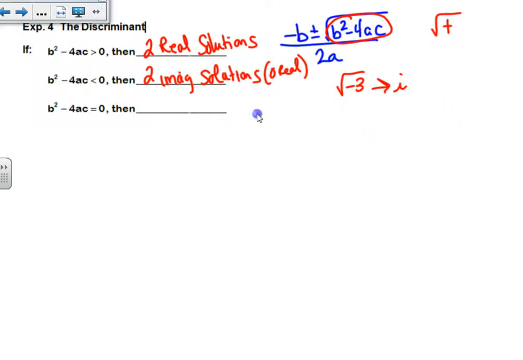And then a curious case is when there's a 0 under the radical. Well, what happens when you take the square root of 0? You get a 0. So what you end up with is some number plus and minus nothing. So essentially what you're doing is you're getting the same number twice. So you're only going to get 1 real solution.